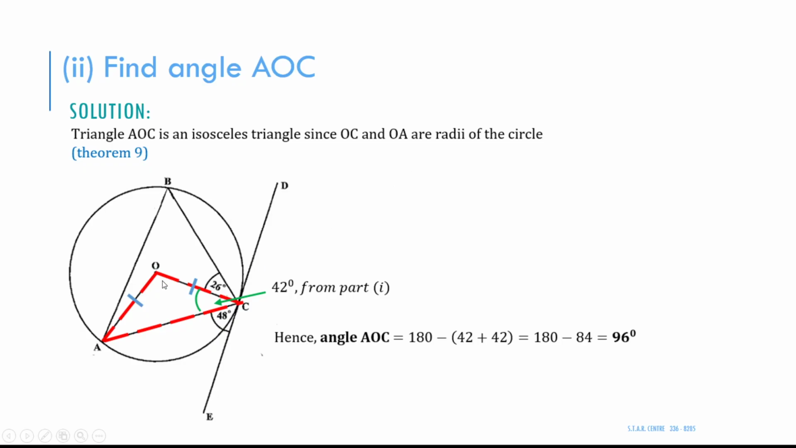Alright, so from theorem 9, we know that if OA and OC are both radii of the circle, then this gives us an isosceles triangle. Therefore, this angle and this angle would be equal. So if I want to find angle AOC, we know that angles in a triangle add up to 180. So AOC would be 180 minus this one and this one, both of them being 42 degrees. So angle AOC equals 180 minus (42 plus 42), and working on the brackets first, that gives us 84, and then 180 minus 84 equals 96 degrees.